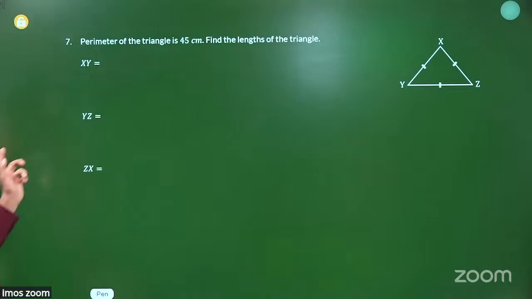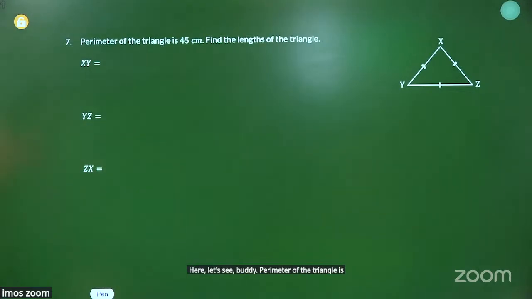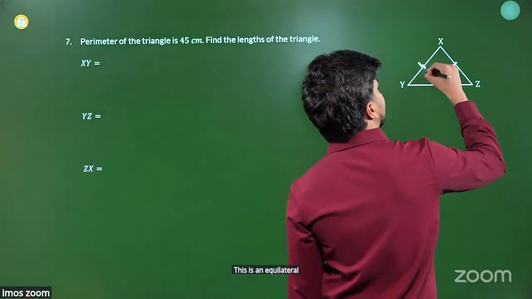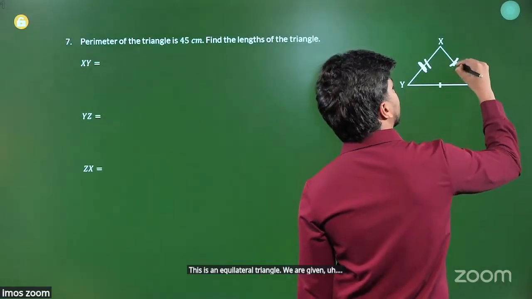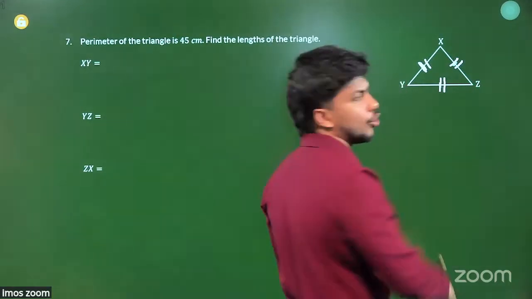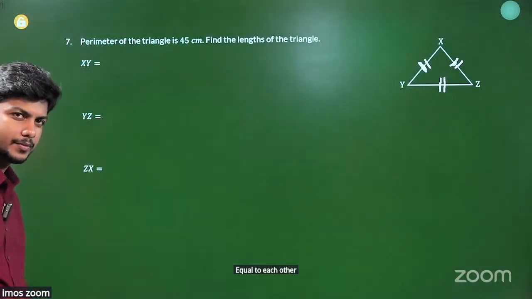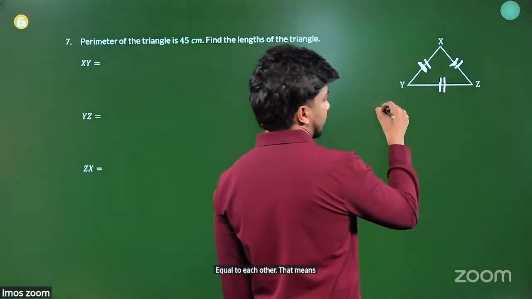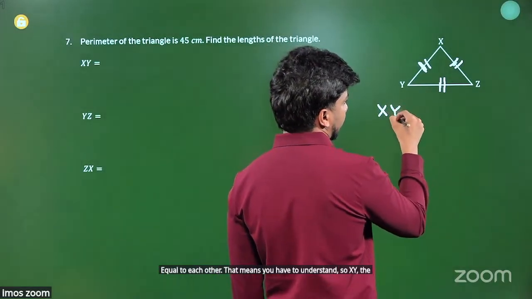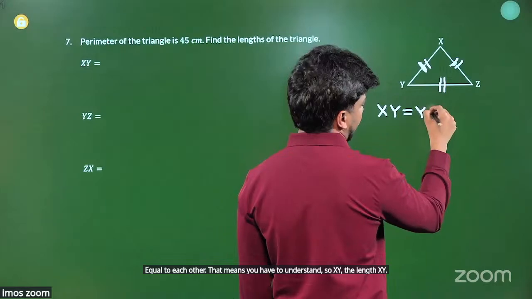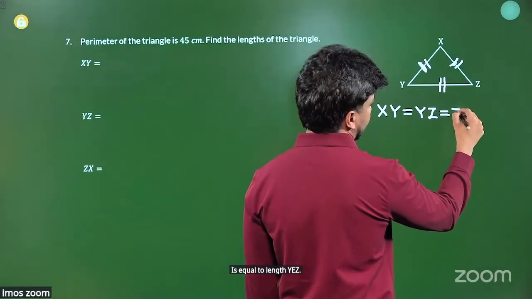Here, let's see. Perimeter of the triangle is 45 centimeters. Find the length of the triangle. This is an equilateral triangle. We are given all sides of the triangle are equal to each other. That means you have to understand. So the length XY is equal to length YZ equal to length ZX.